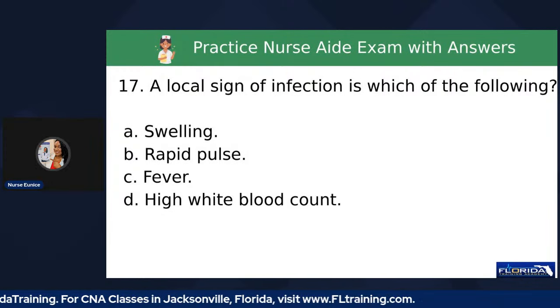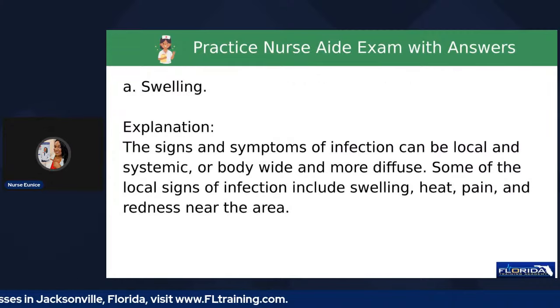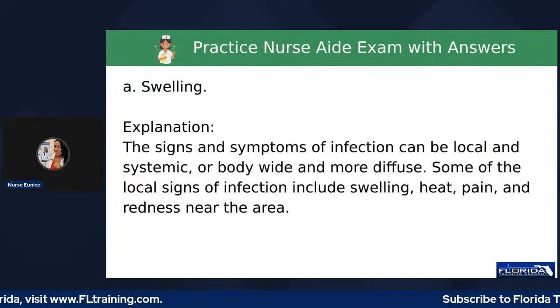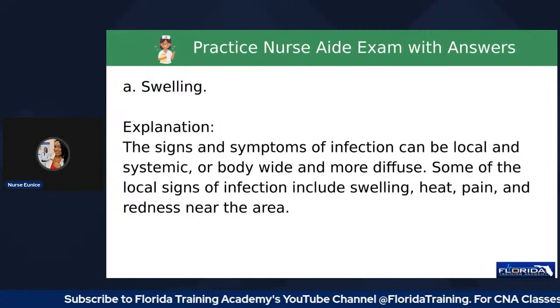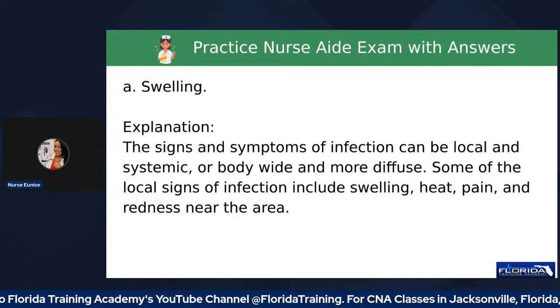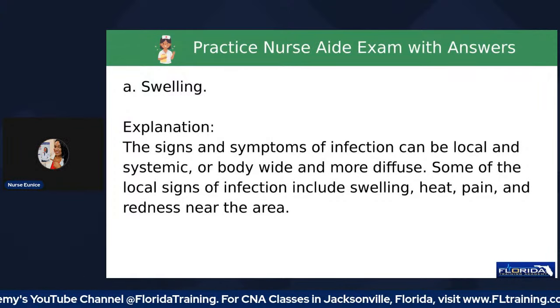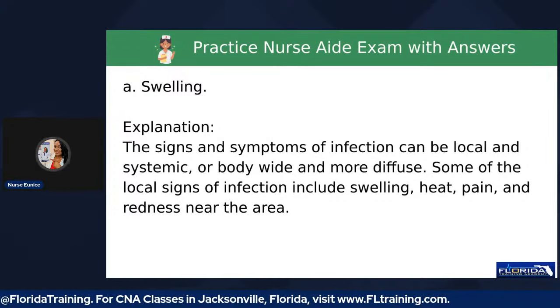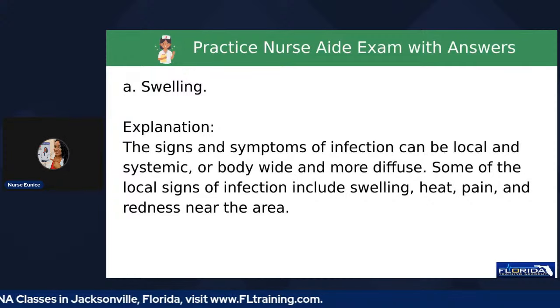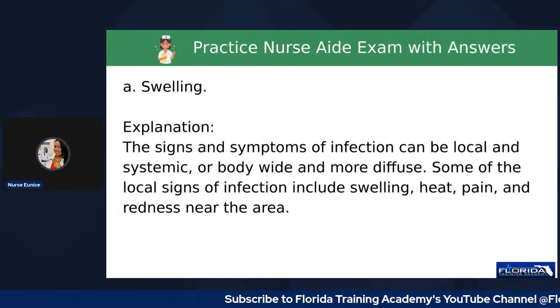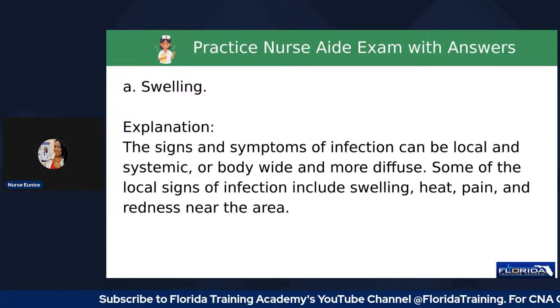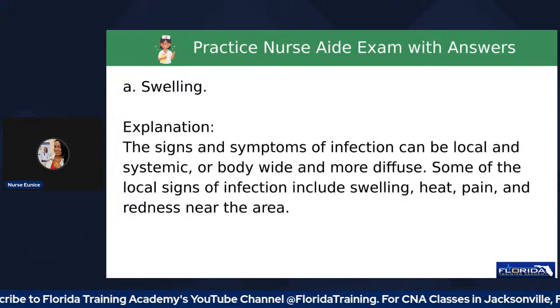Yes, yes, yes. Hi, Avonda. It is going to be A. So that's like the first signs when it's localized. So signs and symptoms of infection can be local and systemic. We talked about systemic before, but signs of local infection include swelling, heat, pain, and redness near the area. So it's localized, it hasn't spread yet. We can usually treat this with maybe something topical when you go to the doctor, or worst case scenario, they can give you an oral antibiotic. If you wait and it starts becoming systemic, that's when you end up being hospitalized and needing long-term, or excuse me, intravenous antibiotics.